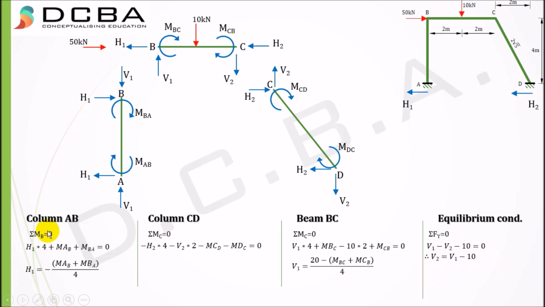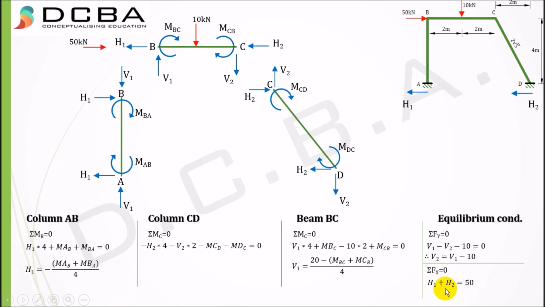So I got V2. Now I need to eliminate this H2 as well because I need the whole equation in terms of moments only. Only then I can substitute my slope deflection equations of MCD, MDC, and all those things, and then I'll get it in terms of theta b, theta c, and delta. So how to find this H2? Summation Fx equal to 0. I get H1 plus H2 equal to 50.